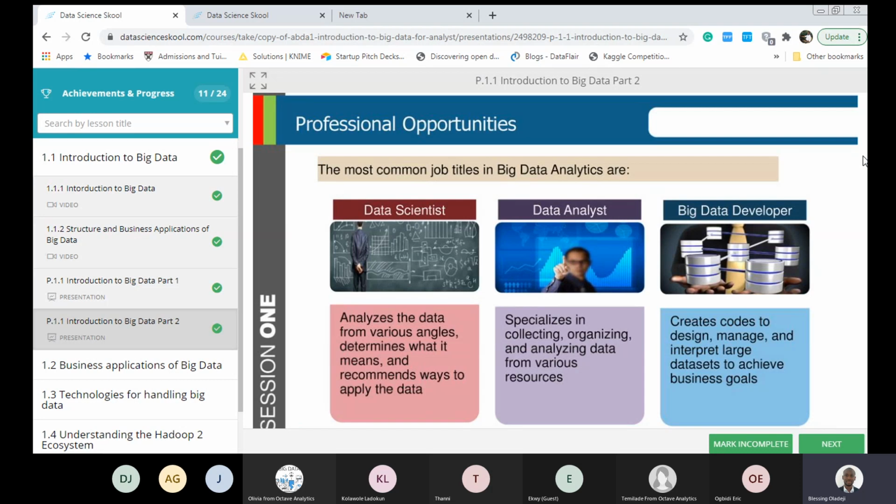So for all the three, you need to learn programming. But of course, don't be scared. What you need to learn will be taught in this class.